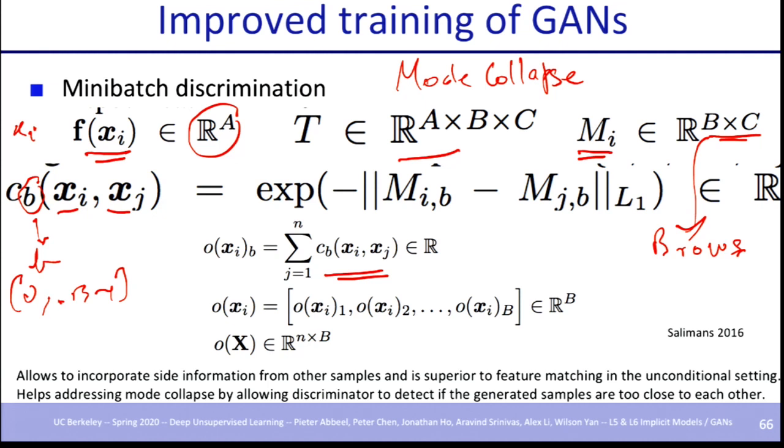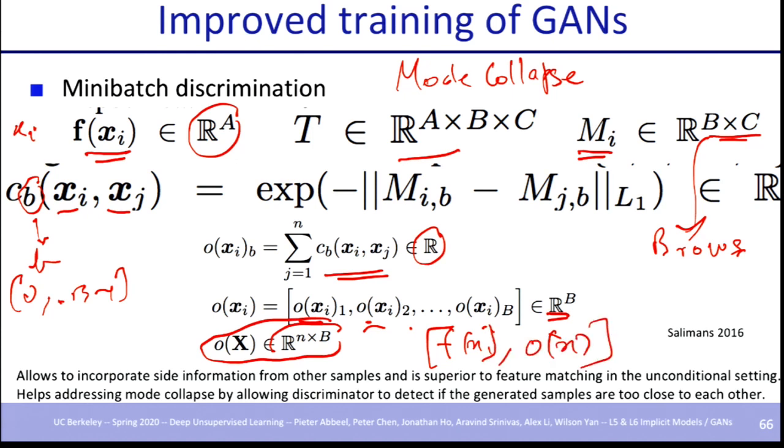And this is just a single scalar, and if you concatenate all these different scalars for different rows, you get a bunch of distance measures, right? And this is across your mini-batch. So you basically get a new b-dimensional vector for every single sample in your mini-batch, which we call o of x. And what you end up doing is, when you pass it to the next layer of the discriminator, you're passing f of x along with o of x. You concatenate f of x and o of x together, and then you pass it to the next layer.